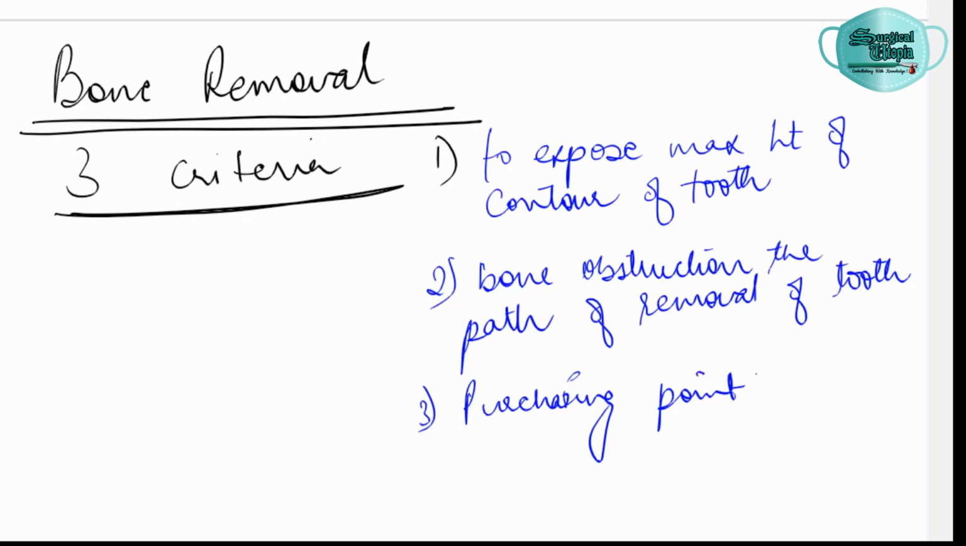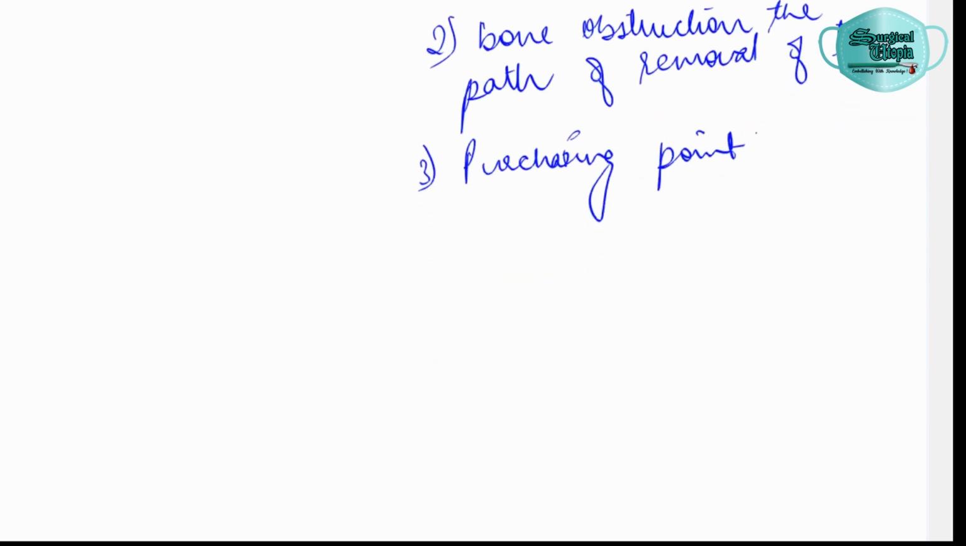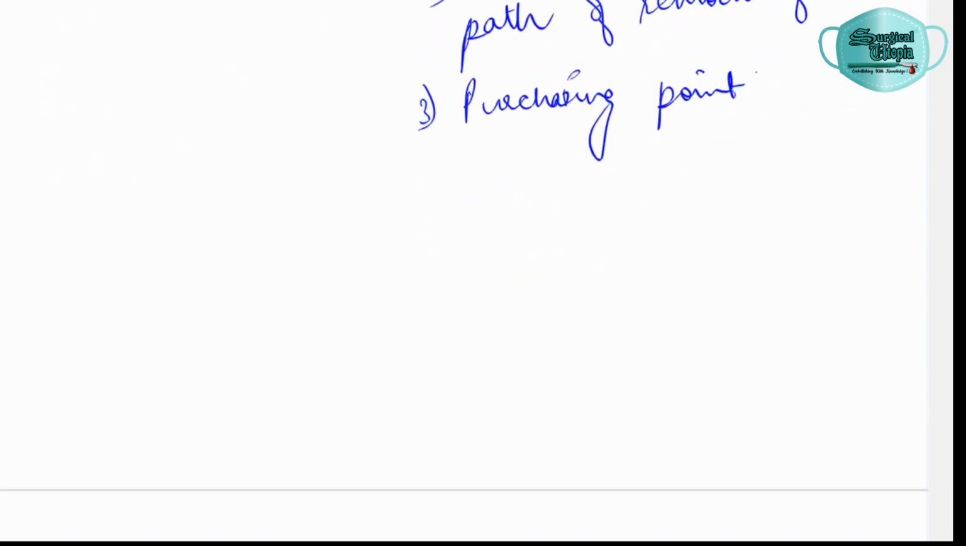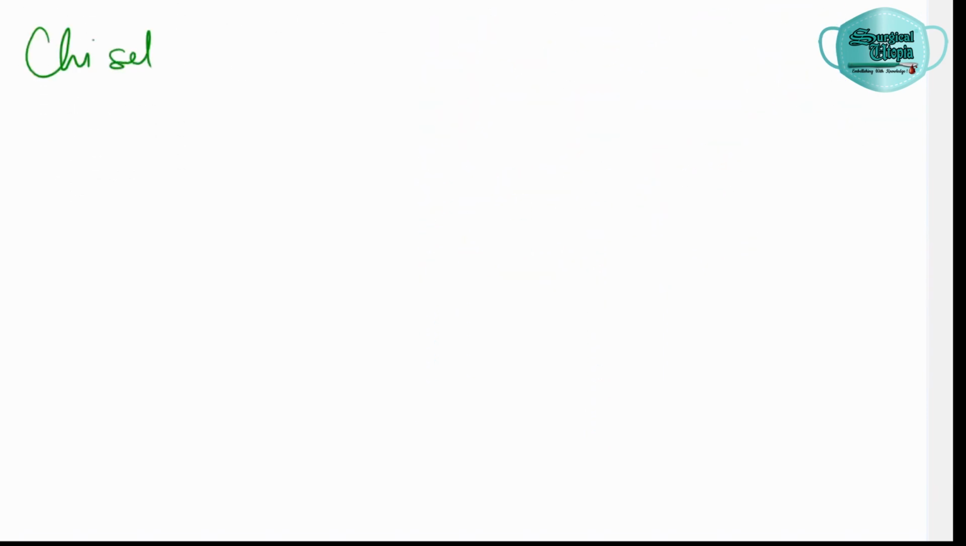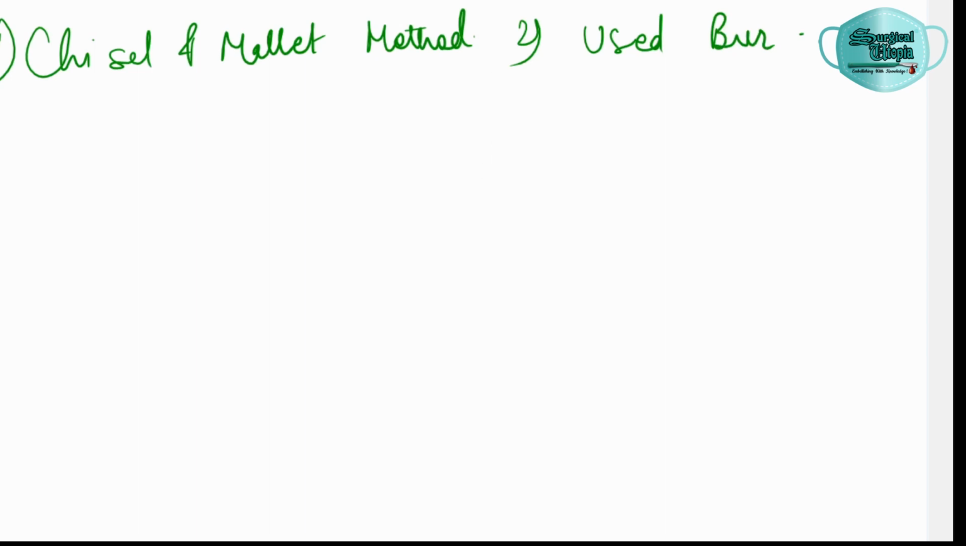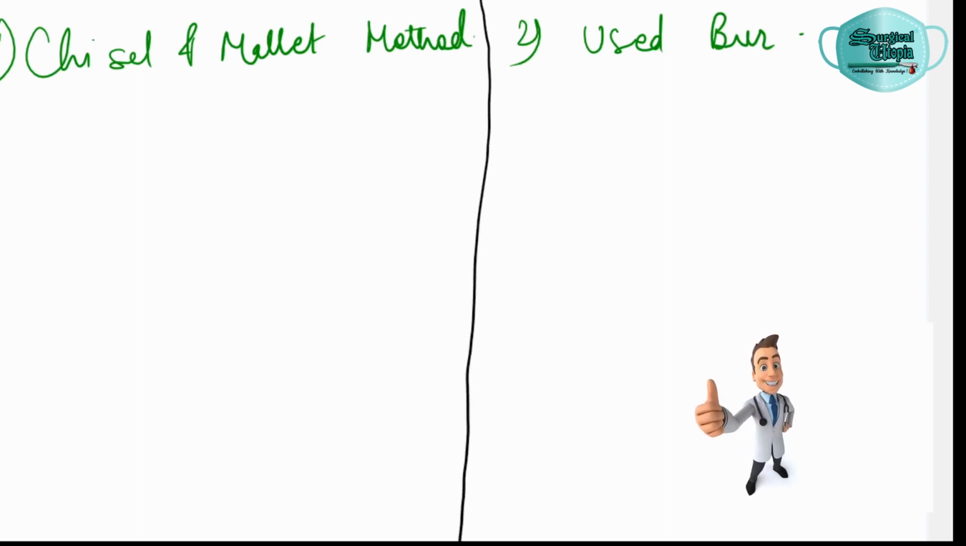Now for removal of the bone, there are two methods. The first one is the chisel and mallet method, and the second one is the burr method. There are different criteria or indications where each of these methods can be used. So first we will discuss the chisel and mallet method.